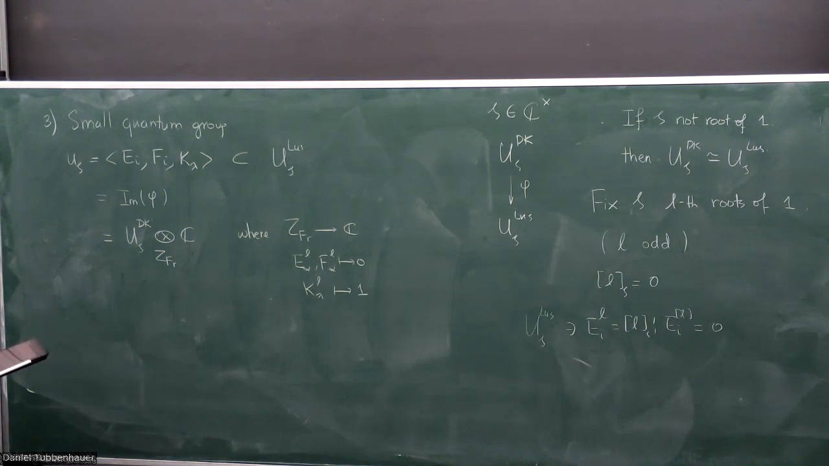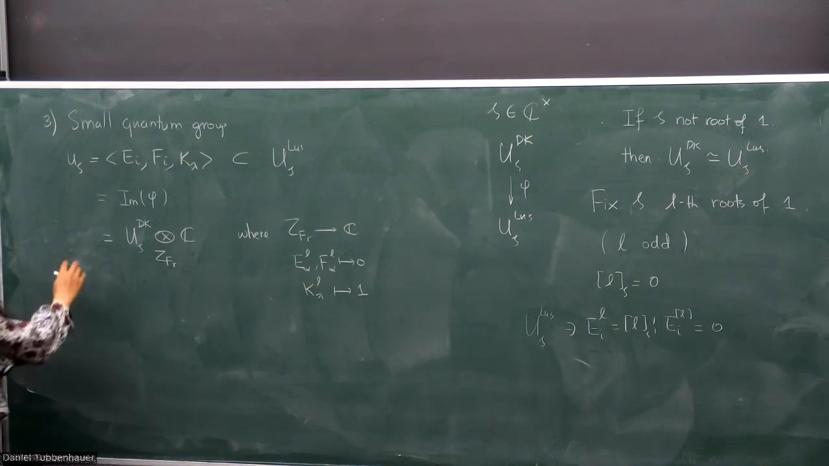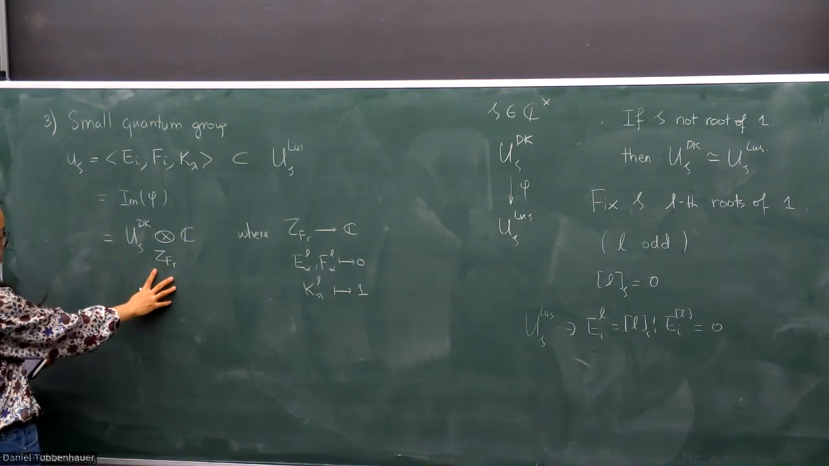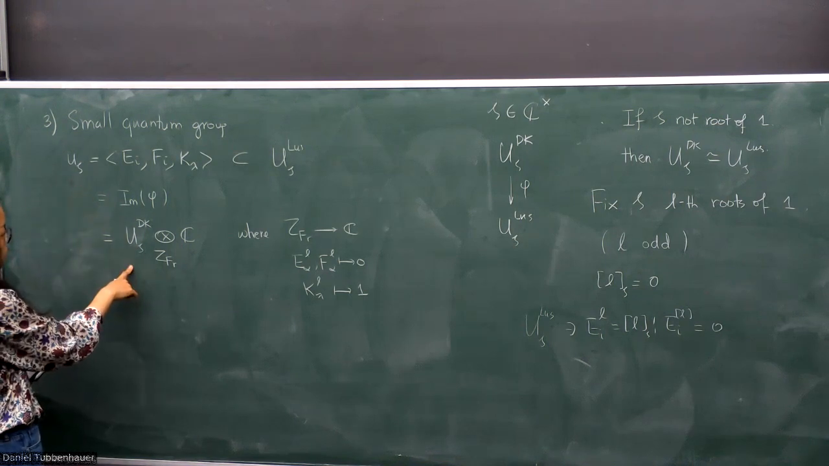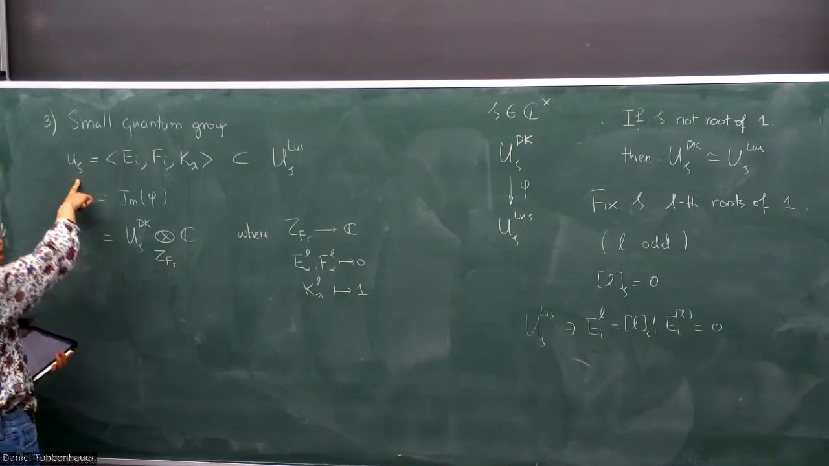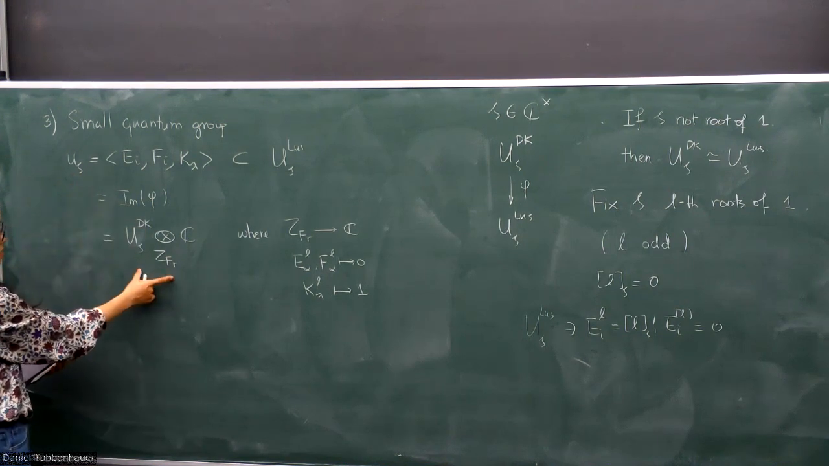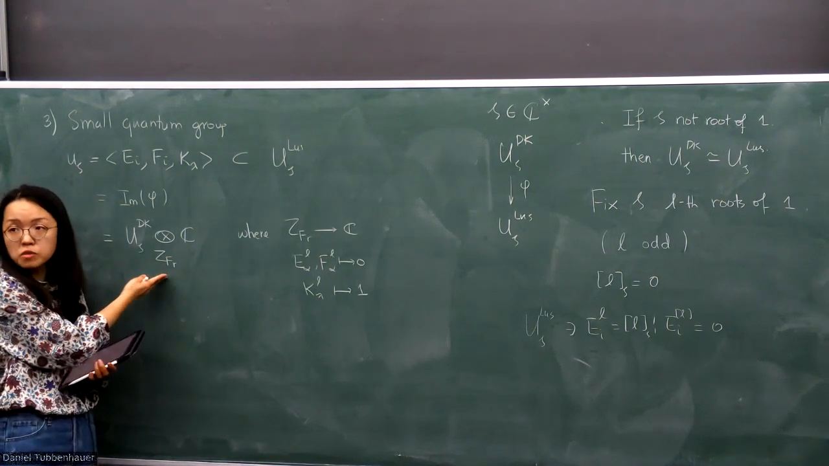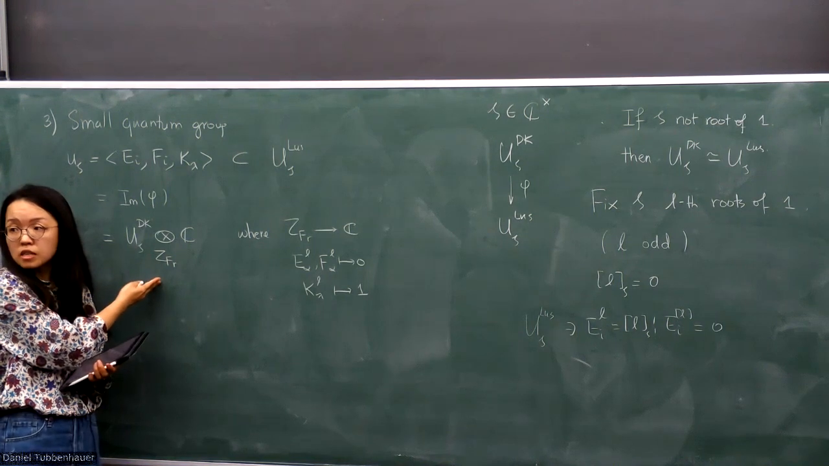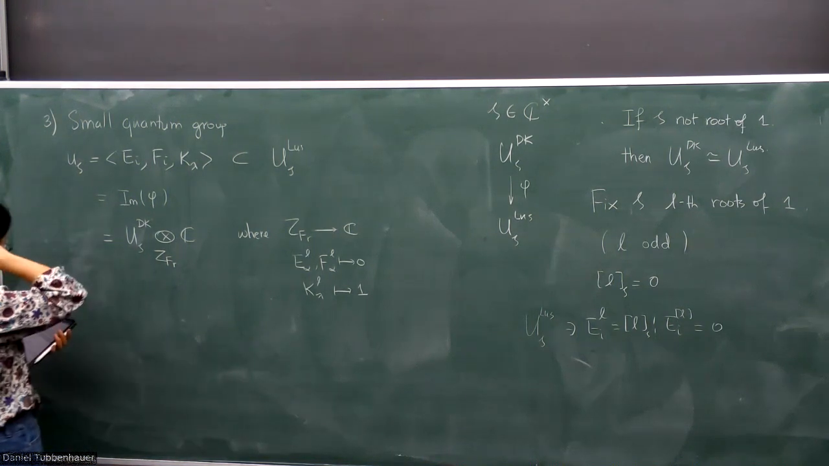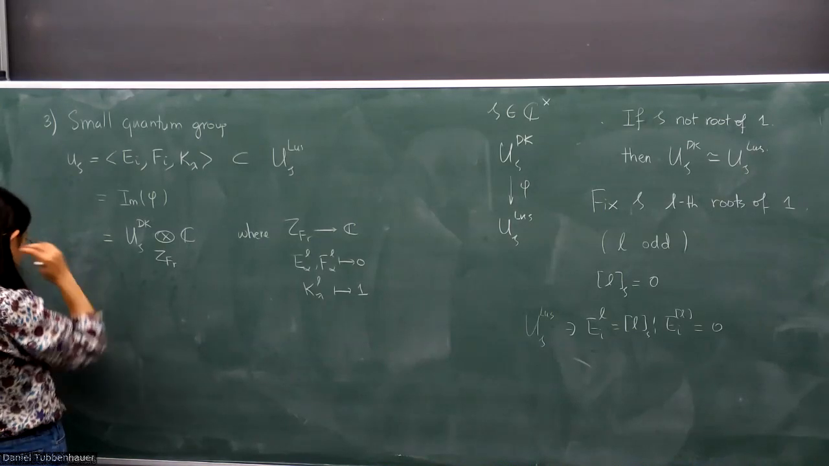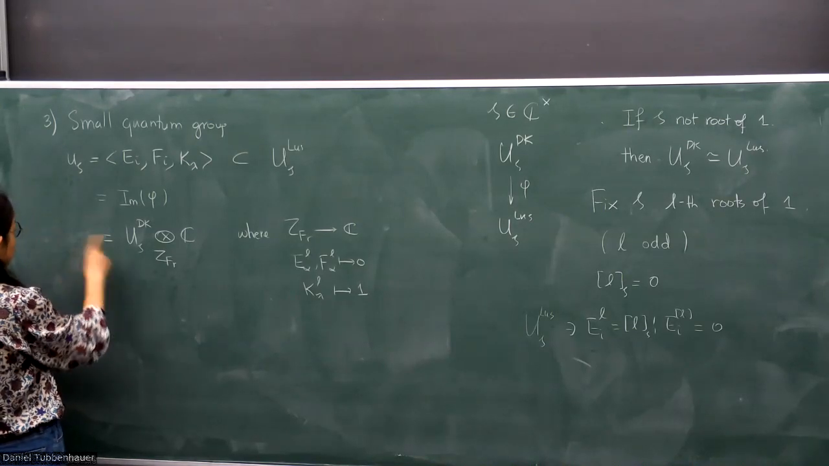All right. So now I think this realization of the small quantum group, I want to use it to study the center. From this picture, you see I have already specialized the Frobenius part of the center, but I still have the Harish-Chandra part.